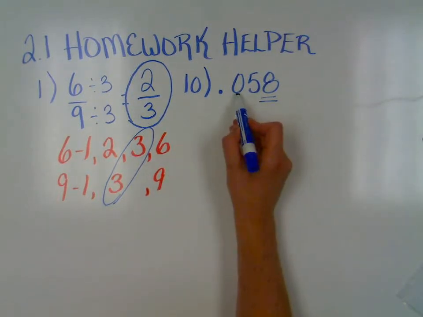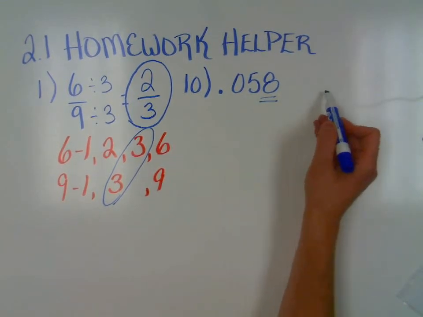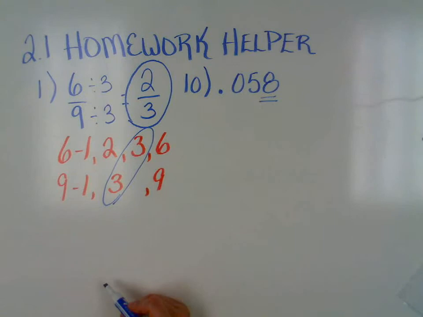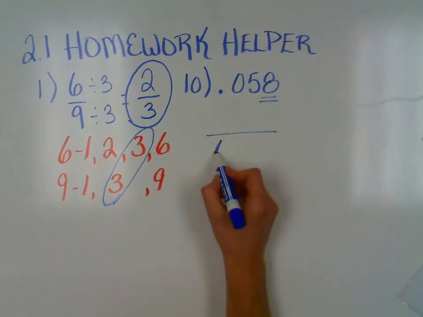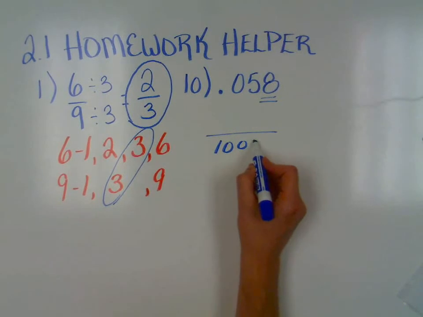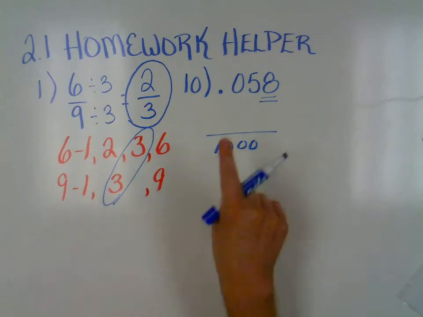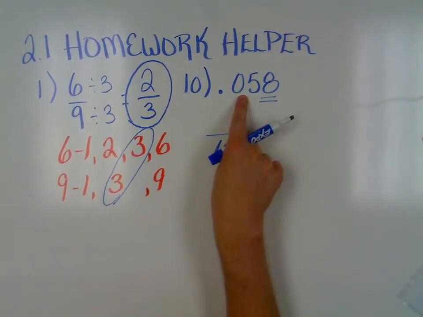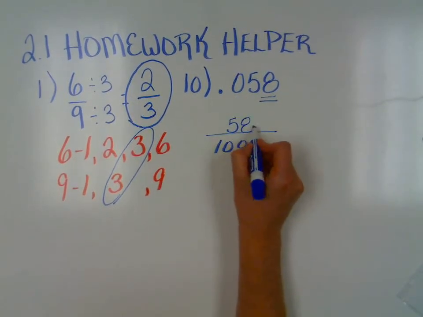Remember, it goes after the decimal, tenths, hundredths, thousandths, and if we had more here, it would be ten thousandths, hundred thousandths, millionths, so on and so forth. So that's in the thousandths place. That's going to be the denominator of my new fraction, 1,000. All right, and then what you want to do is take this without the decimal point and write it in the numerator. And that's going to give me 58 over 1,000.